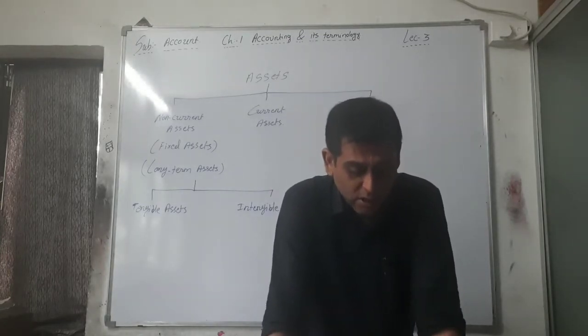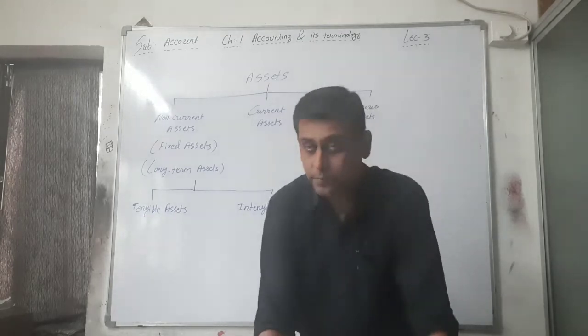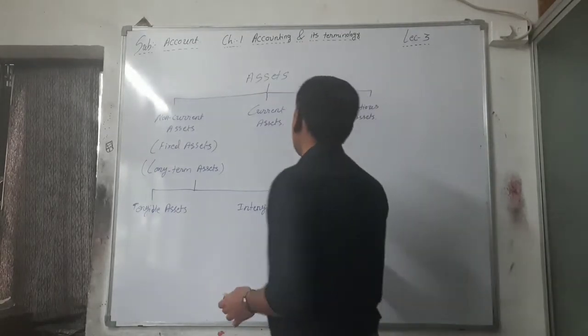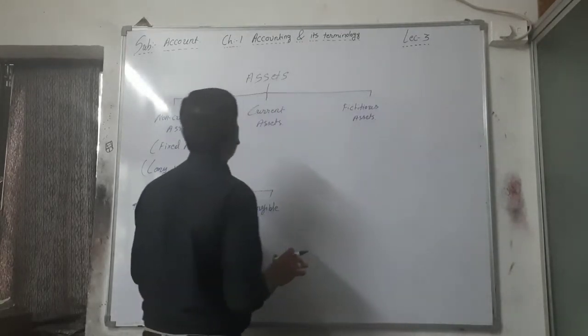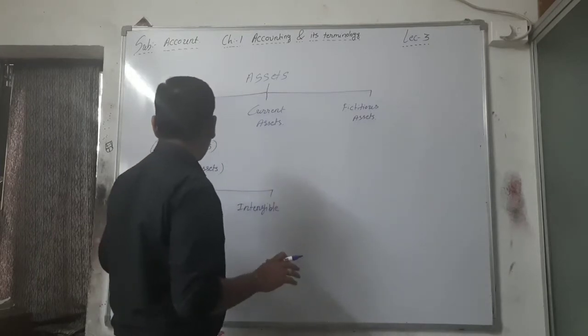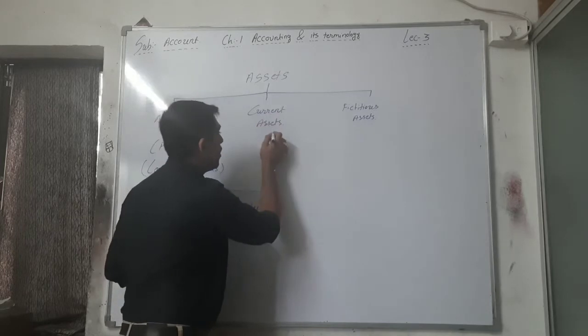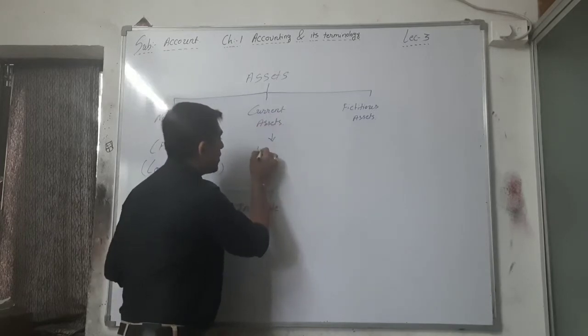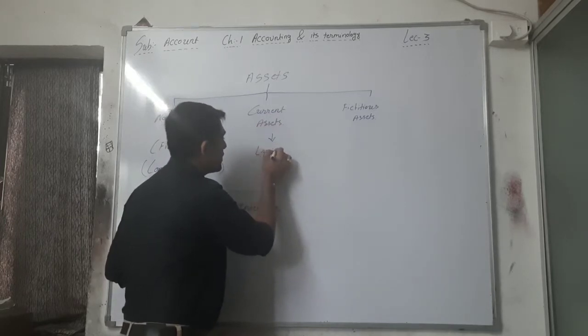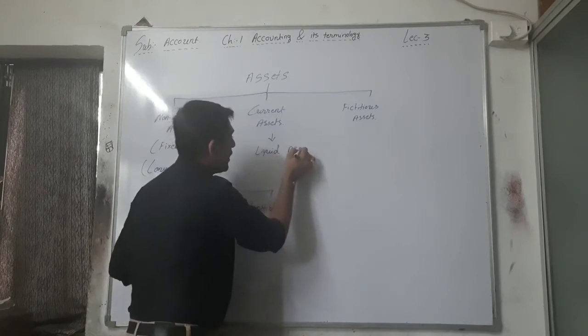Next, 13 is liquid assets. Here there is no sub part. Non-current assets, fixed assets, long-term assets: there are 3 types of assets. Of current assets there is a sub part, which you can call liquid assets.